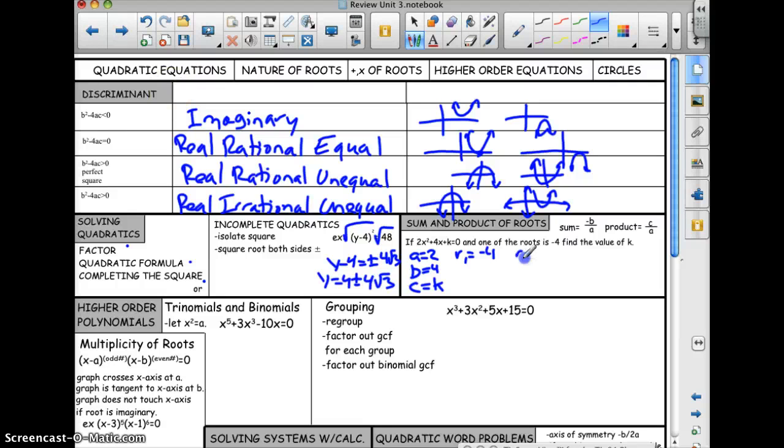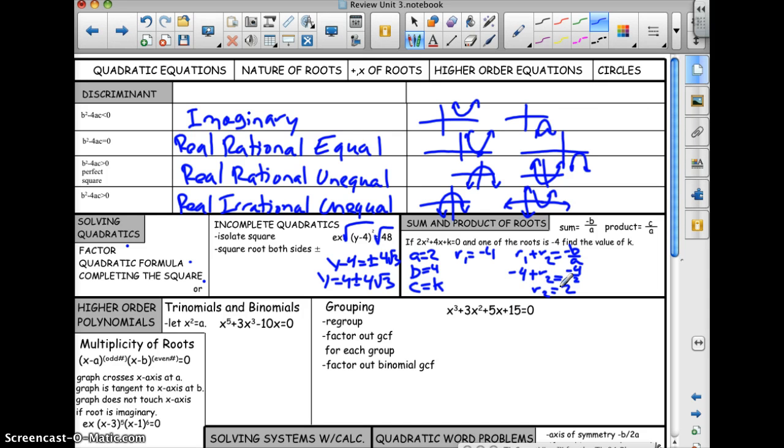So I know R1 plus R2 has to equal negative b over a. So negative 4 plus R2 equals negative 4 over 2. That's going to give me a negative 2. All right, so I add 4 to both sides, and I get the second root is 2.